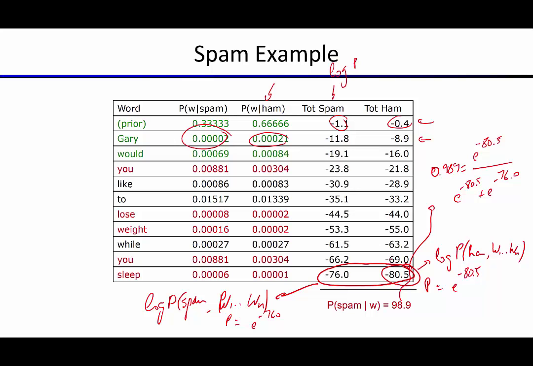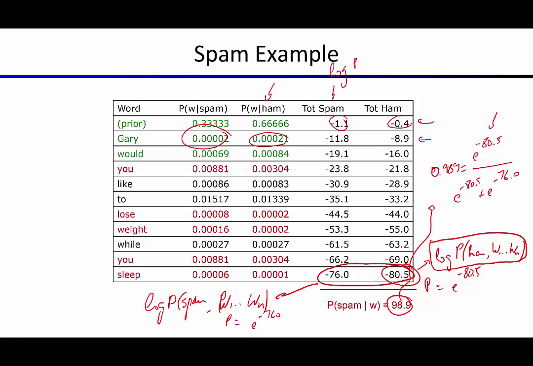Why do we use halves? Why do we use what? Halves, like percentage. Oh, I see what you're saying. Why do we use a percentage here, or the negative 80.5? Oh, these are not percentages. So these are actually the log. This negative 80.5 is literally the log of probability of ham jointly with all the words. There's no percentage sitting there.